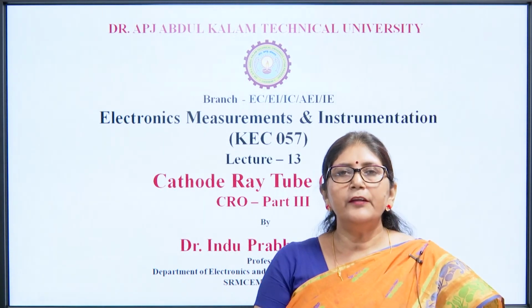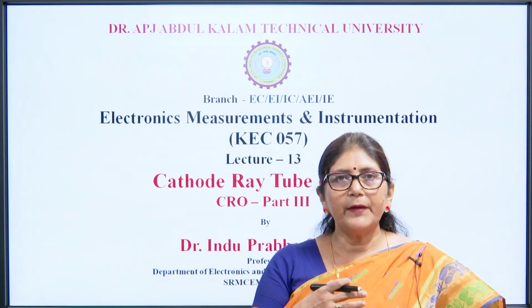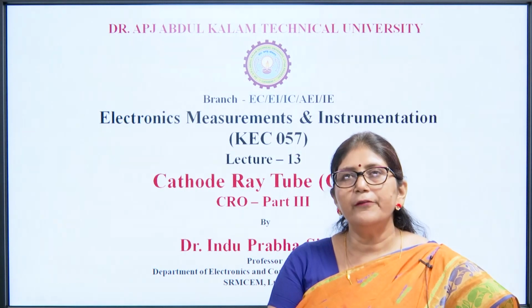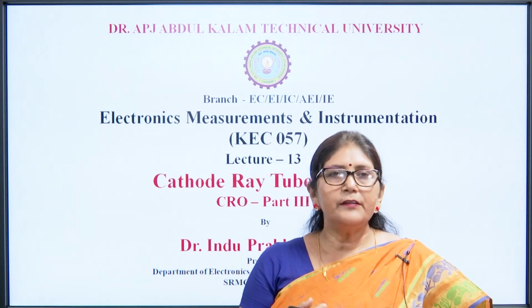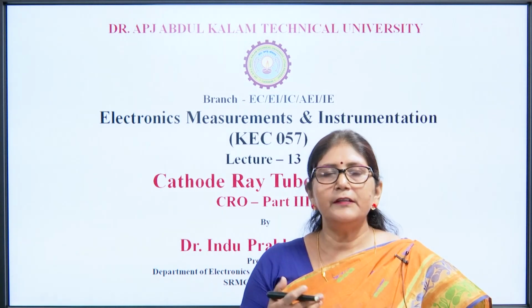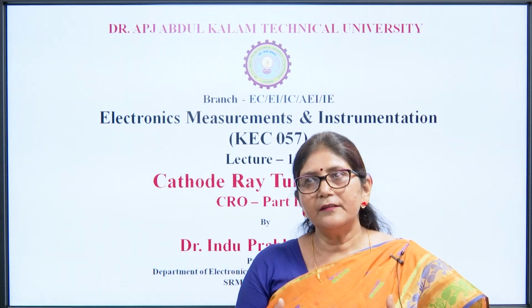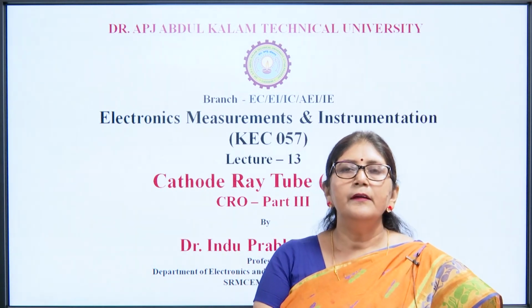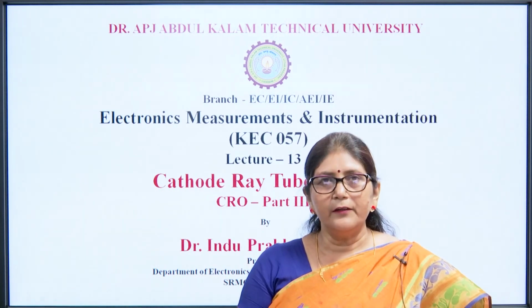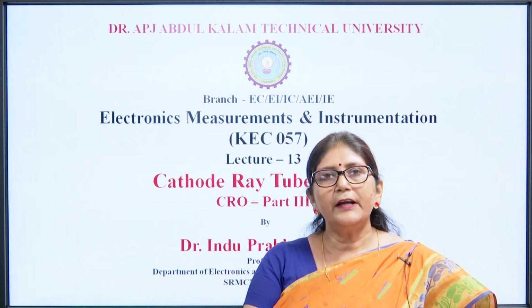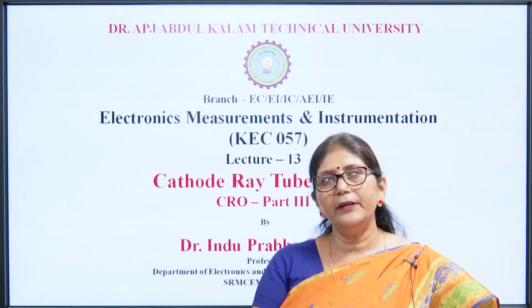In the previous two lectures, I have discussed the measurement of different quantities of an electrical signal: how to measure the signal's amplitude, the frequency, the time period, and how we compare two signals by using the Lissajous pattern. And in the first lecture I discussed the front panel control. In this lecture I will discuss the heart of the CRO, that is the cathode ray tube.